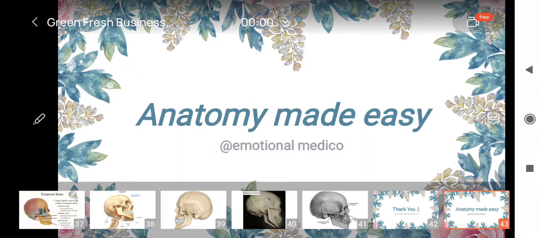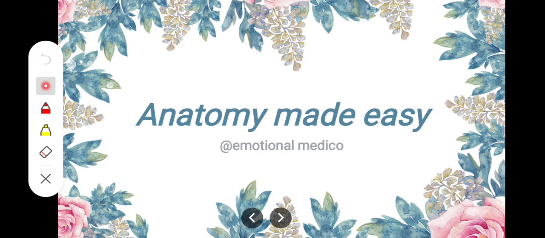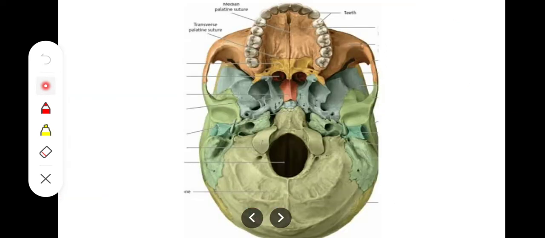Okay, so Assalamu alaikum. In this video tutorial, we are going to talk about Norma Basalis, that is the inferior view of the skull, and it looks something like this. We will be dividing it into three main regions to study it easily. First is the anterior part, the middle part in blue, and then the posterior part.